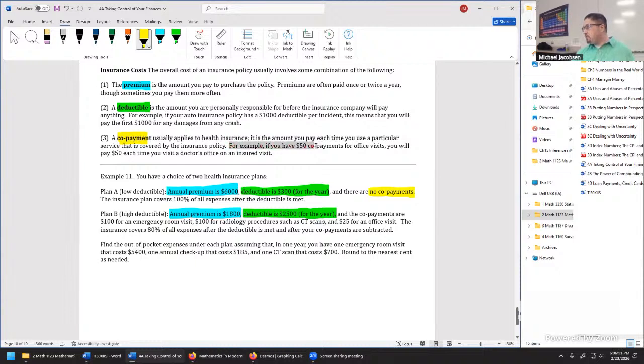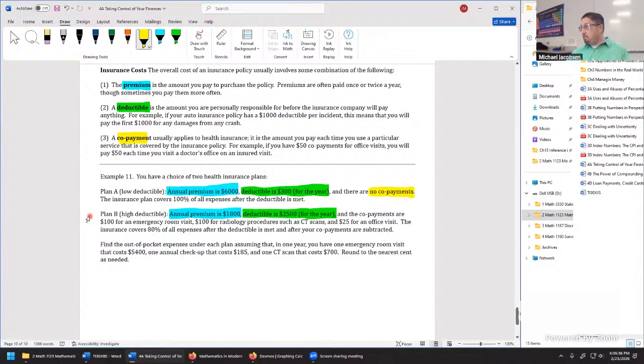It says, for example, if you have $50 co-payments for office visits, then every time you visit your doctor, or maybe it's a dentist that this applies to, you have to pay $50 out of pocket. Kind of rough. But Plan A, again, it's kind of nice. After we get through the $6,000, probably again on a monthly payment, there's no co-payments whatsoever on this plan. Plan B is different though.